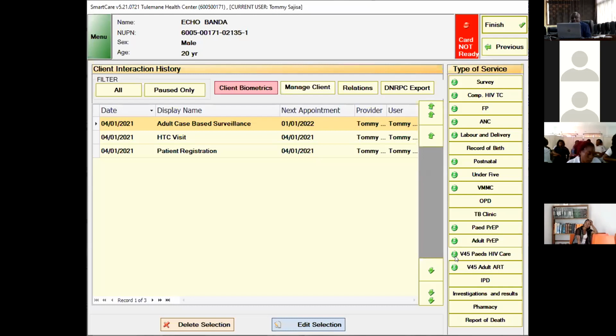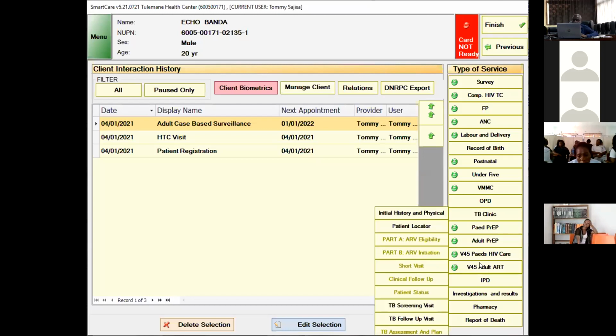But later on, when we were advised that all the facilities now were running the new forms, I'm talking about the V45, we got rid of the other 2 ART modules. So now we have only 2, the V45 PIDS and the V45 adults. For this one, we'll open this one. So you'll see the ART forms are listed there.